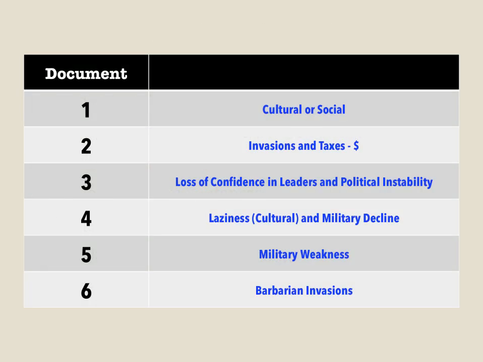This table shows the 6 documents we analyzed and the labels we came up with for each. Again, there is no exact right or wrong way to label your documents. You're fine as long as you've got a label that effectively captures the point of the document. These are all the labels I wrote down in blue during Step 3. As you can see for Document 1, Cultural or Social, 2, Invasions and Taxes, 3, Loss of Confidence in Leaders and Political Instability, 4, Laziness of the cultural variety and military decline, 5, Military weakness, and 6, Barbarian invasions.